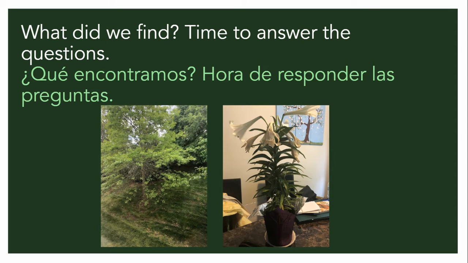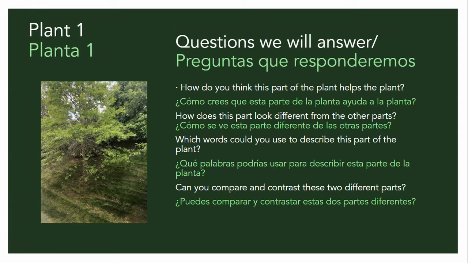So here's what I found. What did you find? So I found my tree that I really liked outside, and I had my little flower plant from inside. So it's time to answer the questions about these plants. Let's start with plant number 1, the big tree. We're going to pick 2 parts from this tree.